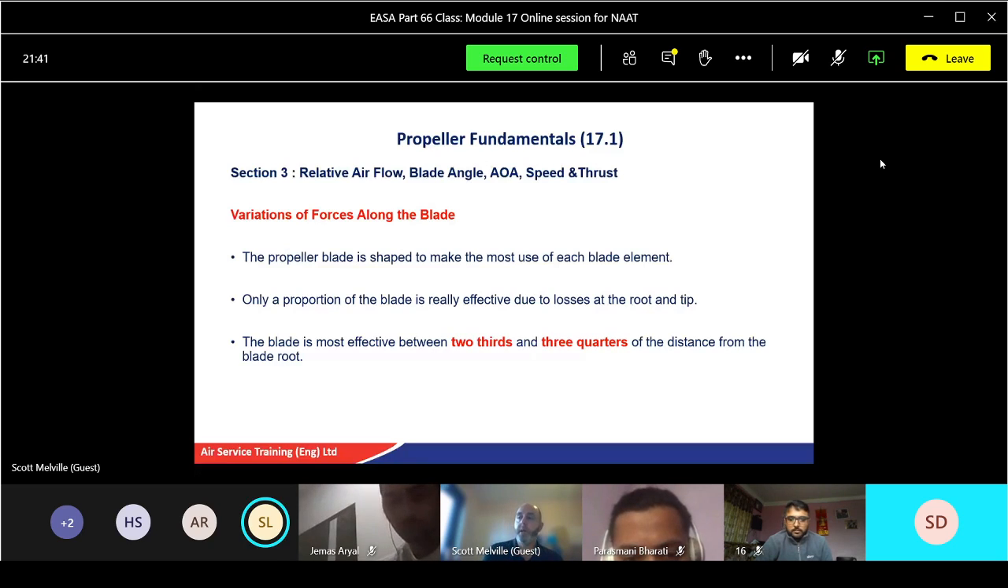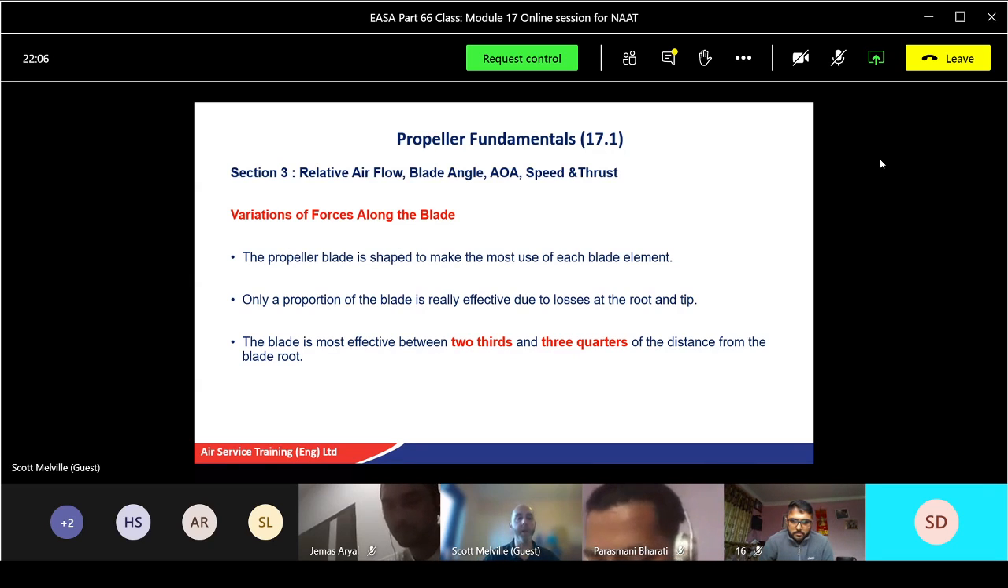So there we go. The blade is most effective 2/3 to approximately 3/4 of the distance from the blade root. So it's a good one again, highlighting your book. The most effective point is about 2/3 to 3/4 of the distance. That's where it's the strongest point, or certainly one of the best and thickest points. You get the most effective thrust, or lift, from there.